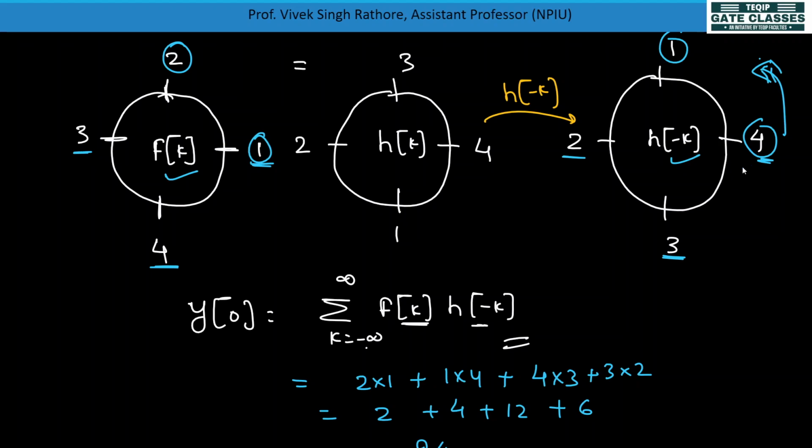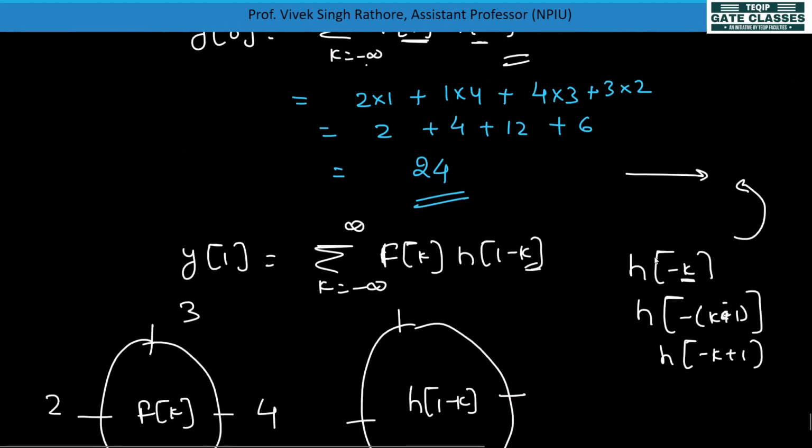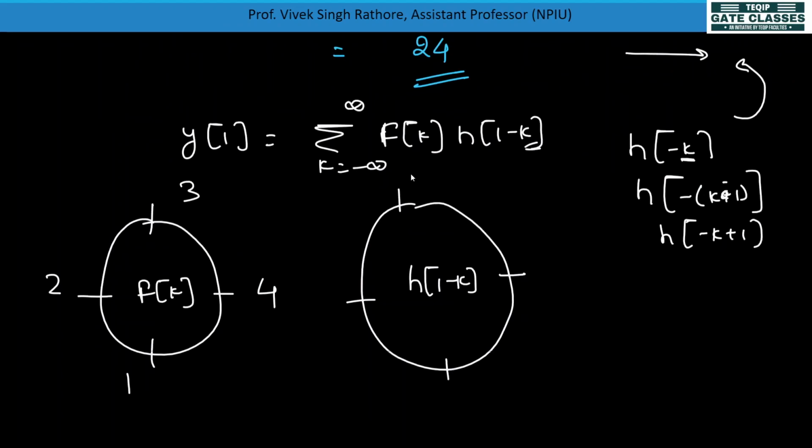Okay, we'll do shifting. So what will happen? 4 1 2 3, I will put here 4 1 2 3. This is your h of 1 minus k. Simple, sir. Now what you are doing, f of k into h of 1 minus k, you are multiplying and adding. So every value will be multiplied with the corresponding one and will be added.